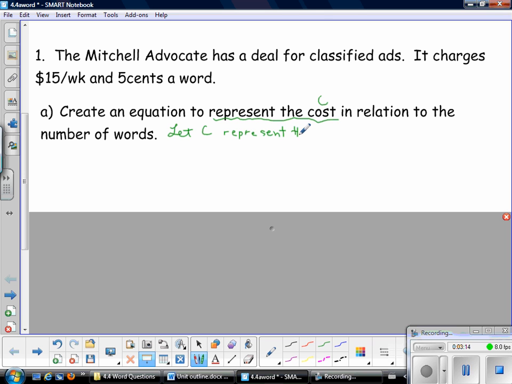Now, what is our other variable here that they are expecting us to talk about? We're talking about cost, and it's in relation to the number of words. So words are involved in this. So I'm going to let, I think, W represent the number of words. So let W represent the number of, oops, sorry about that, ran out of room, number of words.